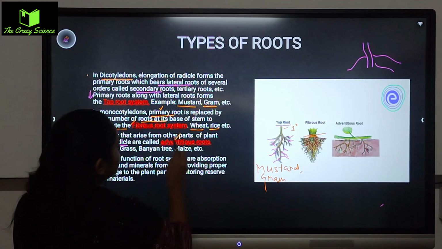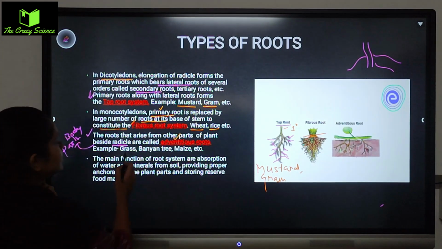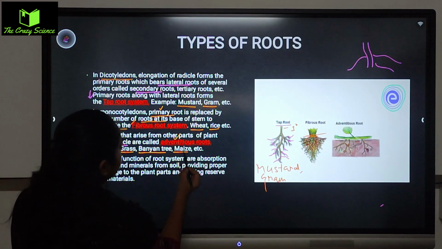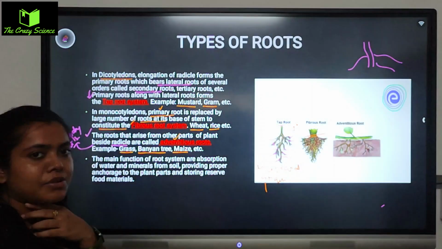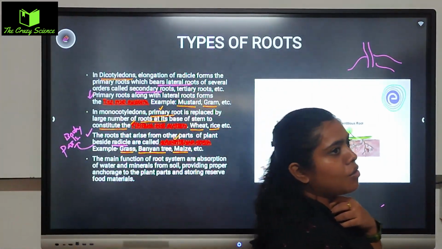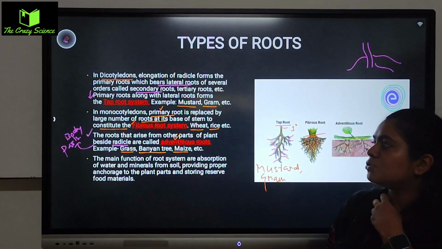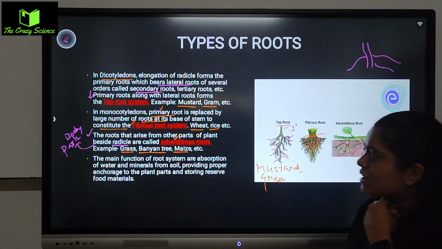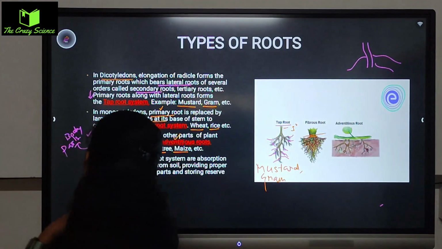This is called the adventitious root. Examples are the grass, banyan tree and the maize. So grass, banyan tree and the maize are the examples of it. These are the roots that arise from other parts of a plant besides the radicle.